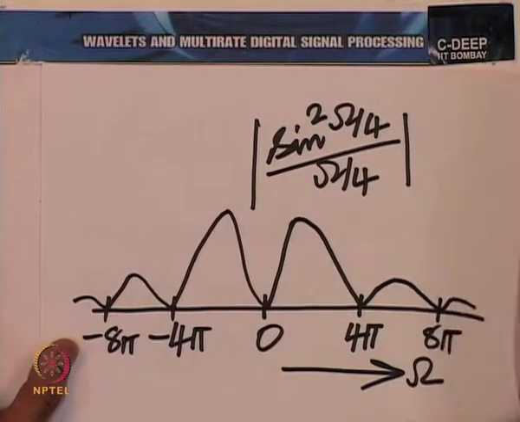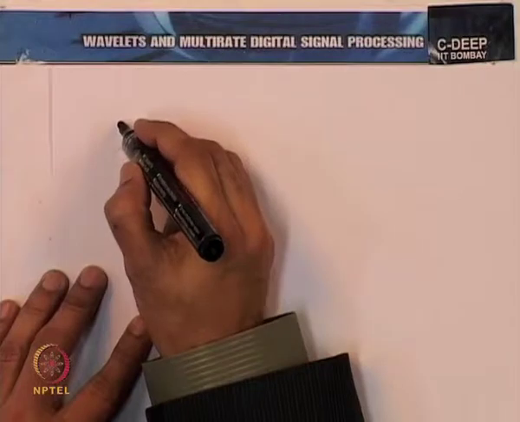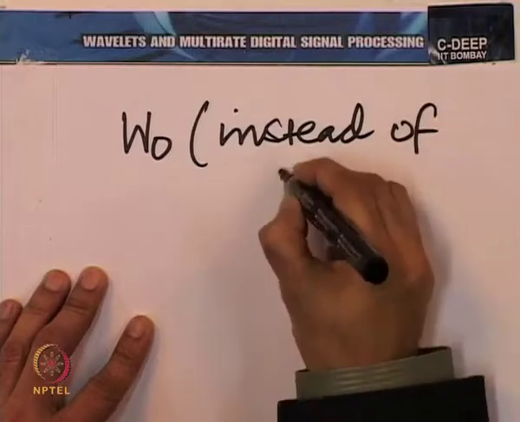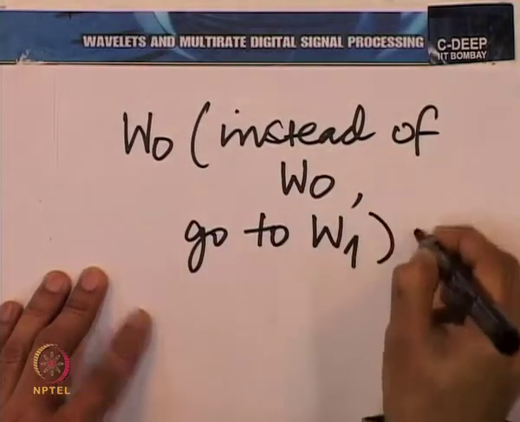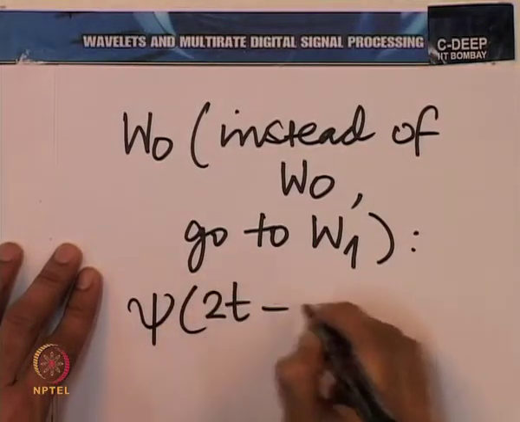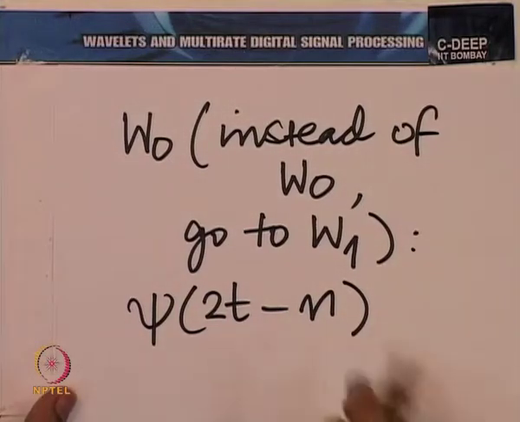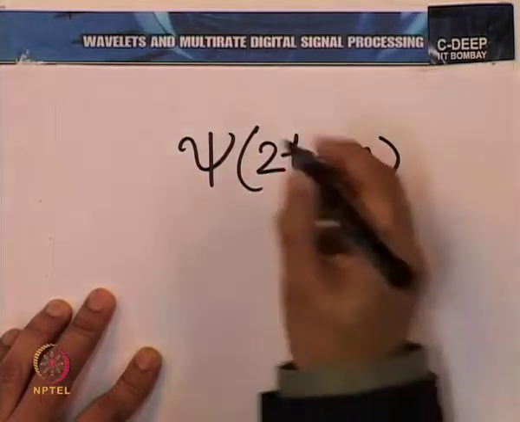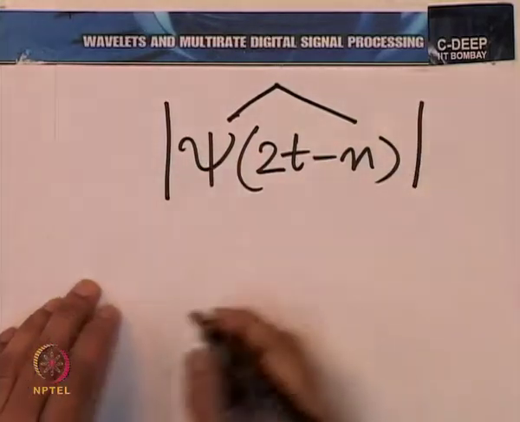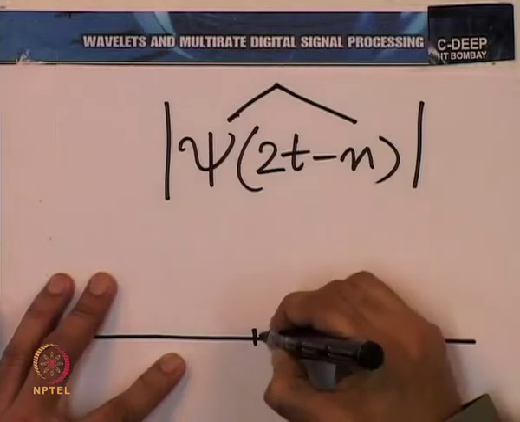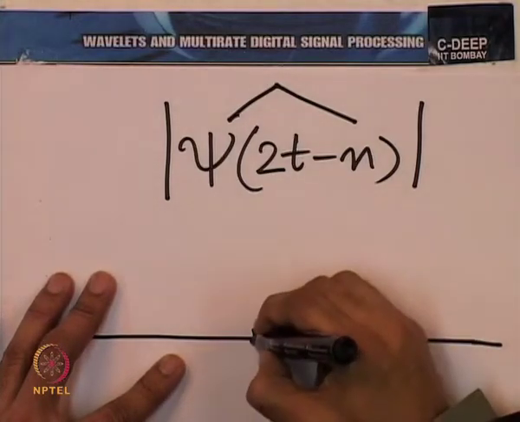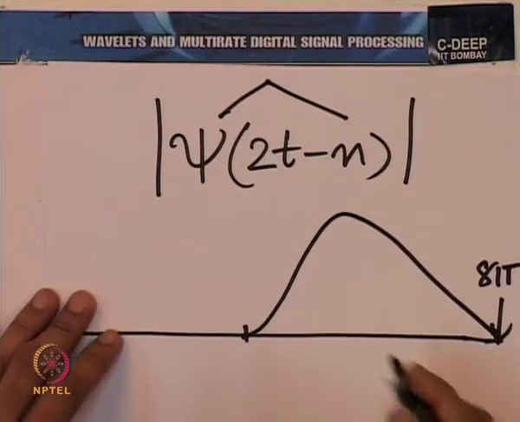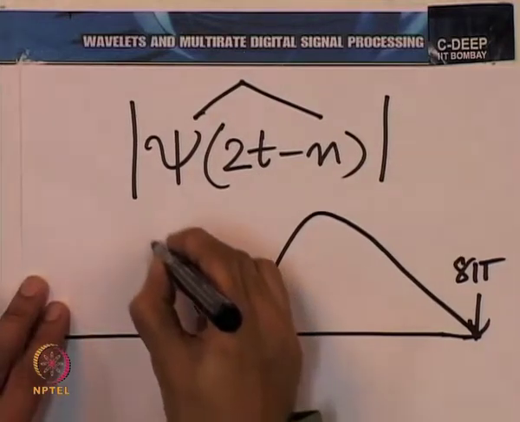And instead of psi of t, if you take psi of 2 t for example, so if you take, instead of w 0, go to w 1, in which case you would have psi of 2 t minus n. And how would the Fourier transform of psi of 2 t minus n look? If you take the magnitude and plot it, its appearance would be something like this, it would be stretched. So, instead of going from 0 to 4 pi now, you would have a band between 0 and 8 pi. Of course, symmetrically on the negative side.